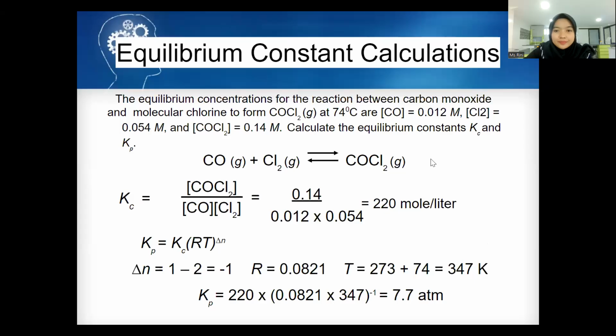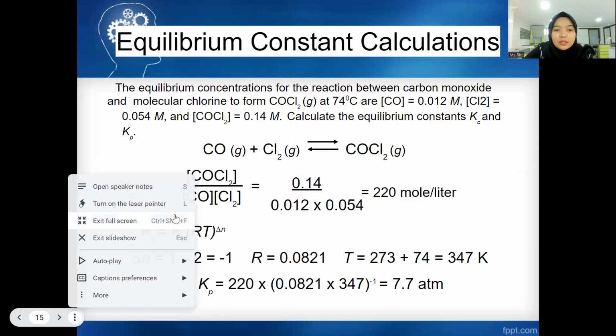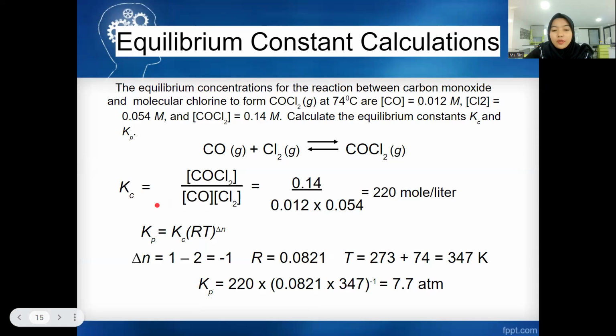Okay, so here, equilibrium constant calculation. I show you a sample question. From this sample question, we will implement how to use this formula. If you see here, we have the formula that can relate the constant of equilibrium in terms of pressure and constant of equilibrium in terms of concentration. The formula that we will use is Kp equals Kc multiplied by (RT) to the power of delta n.